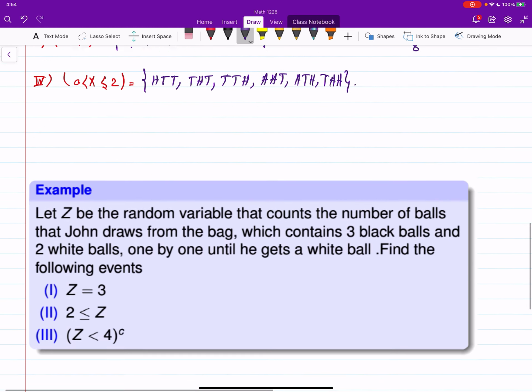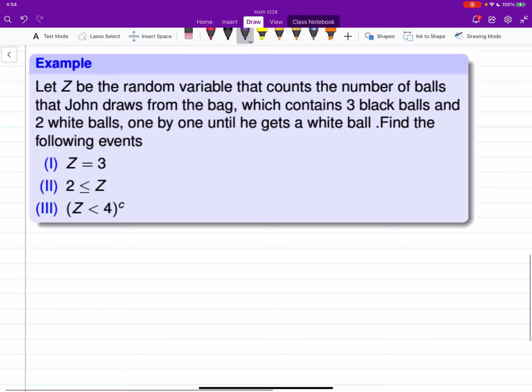Okay, let's do one more example. Let Z be a random variable that counts the number of balls that John draws from the bag, which contains 3 black balls and 2 white balls, one by one until he gets a white ball.